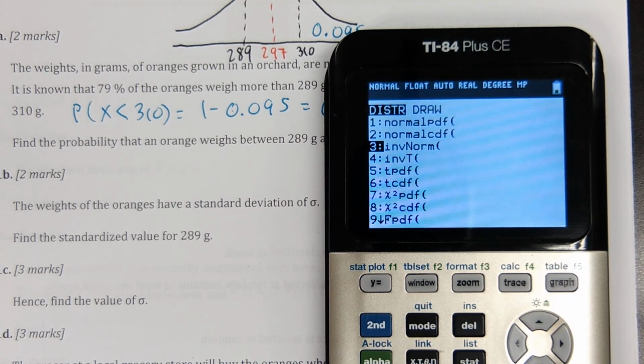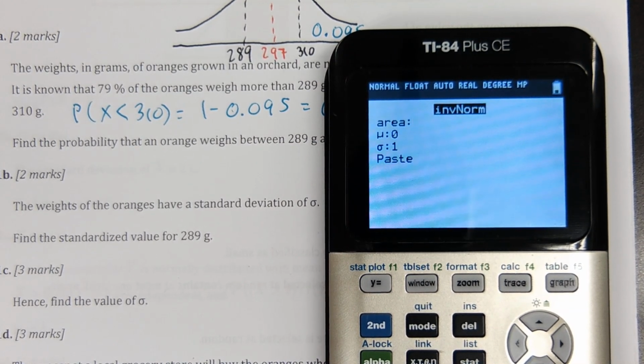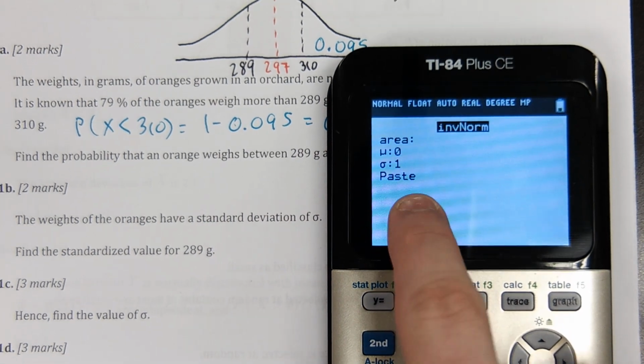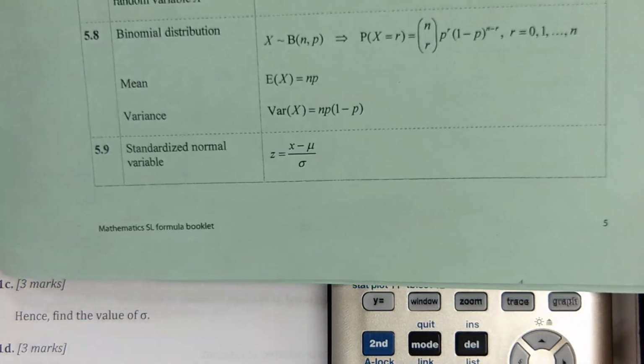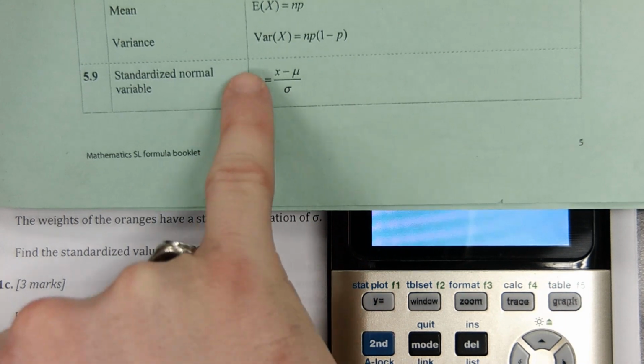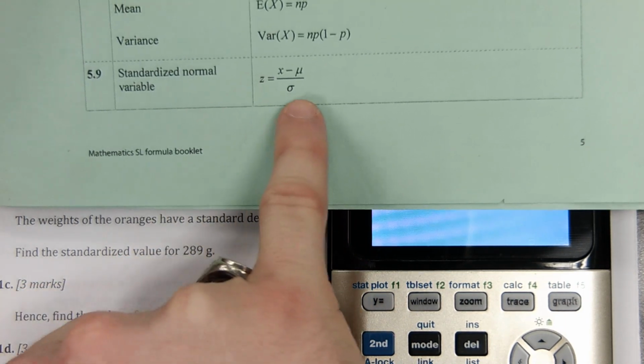So we go to inverse normal. And you'll notice, do we just plug in any of the numbers? We don't know this, we don't need it. So what this does is it assumes that you're trying to find a number of standard deviations. And then in the next question, like we just said, we're going to use this formula. We'll put the answer we get for this one right there, and that's how we're going to solve for sigma.